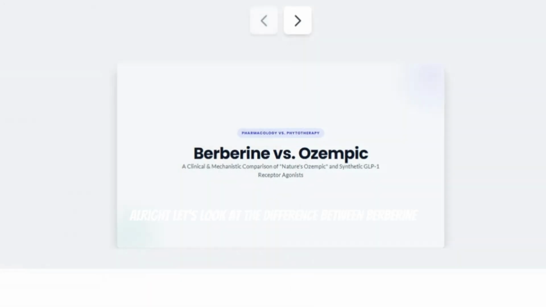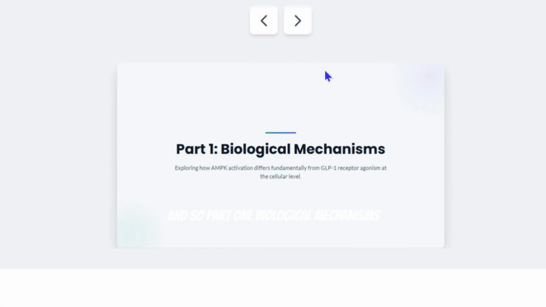All right, let's look at the difference between Berberine and Ozempic. A lot of people are saying that Berberine is nature's Ozempic, and we're here to look at whether it's true or not. And so part one, biological mechanisms.